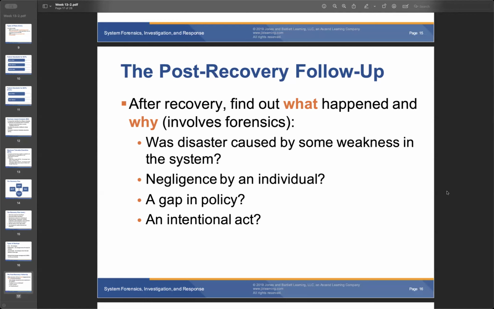Okay, so was it caused by some weakness in the system? If yes, then we need to take a different type of strategy, like enhancing the security. Then was there some negligence by individuals, or do they have a gap in the policy, or was it some intentional act or something like that? So we have to ask some questions.